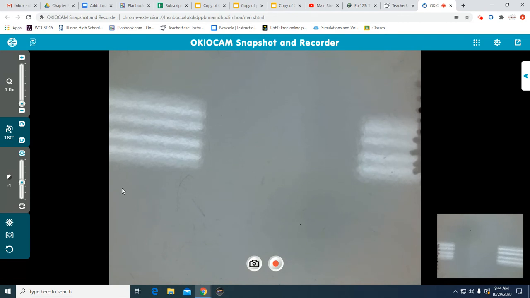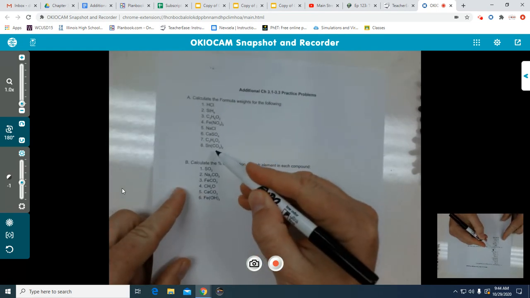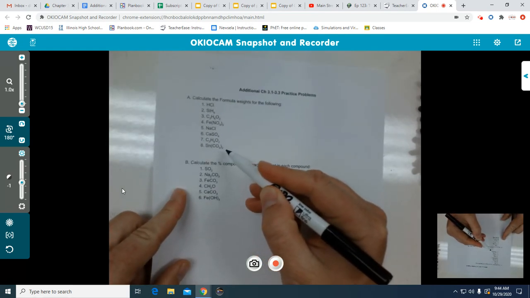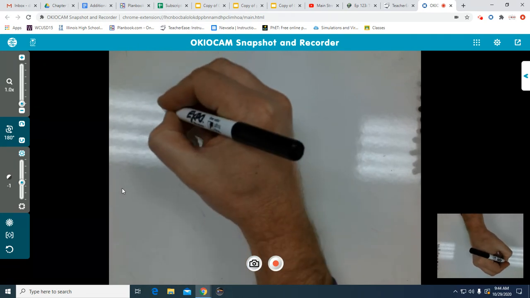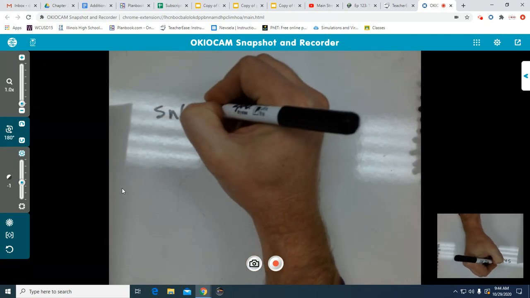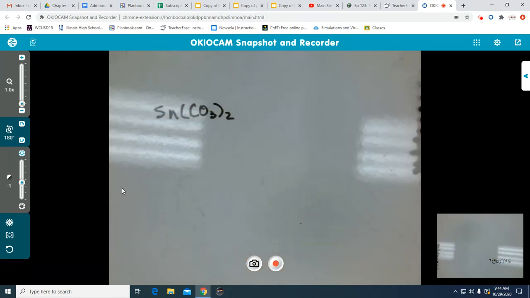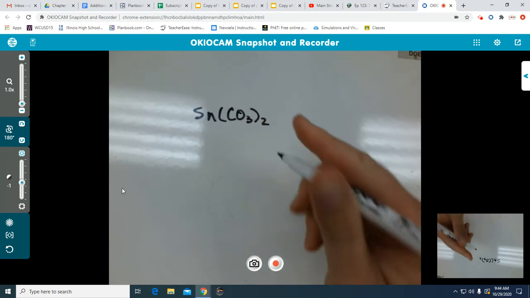All right, let's do one more in part A. And let's look at the last one, number 8. Number 8 is Sn(CO3)2. I wanted to throw one in here that had a parentheses as well as a subscript.